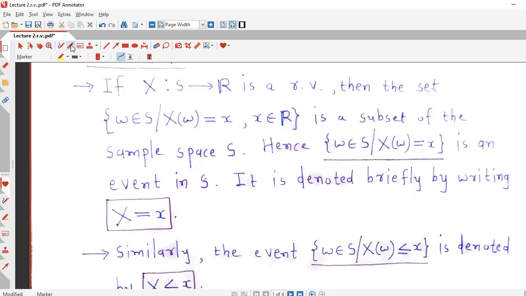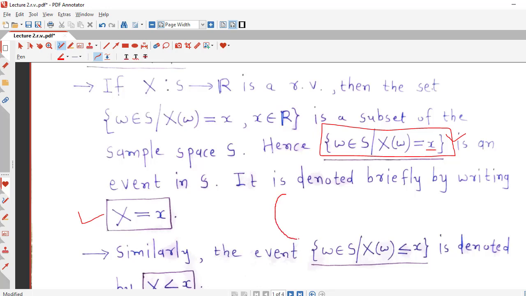So every time we will not write this whole set. Briefly, we will denote this event by this notation, capital X equal to small x. Capital X equal to small x is not an equation, it is the simple notation for this event. Capital X equal to small x represents the event. Which event? The event is the set of all outcomes in this sample space whose images are small x.